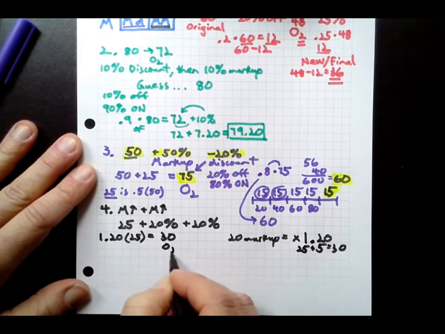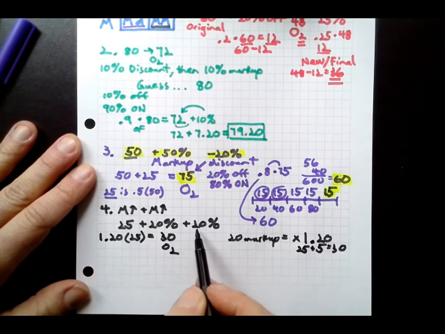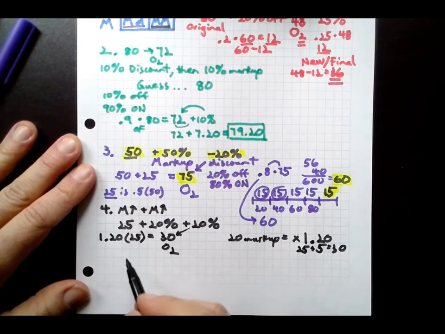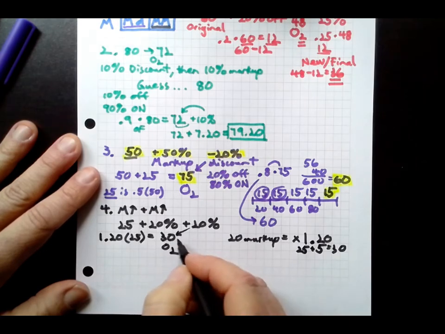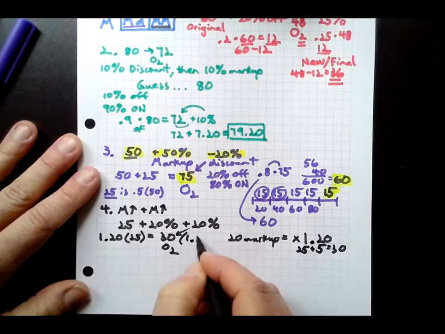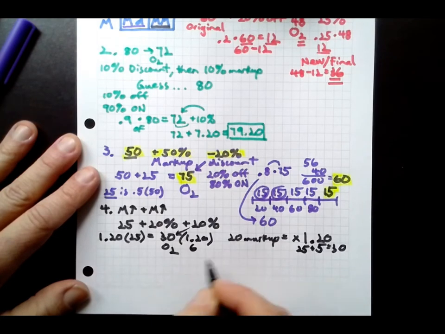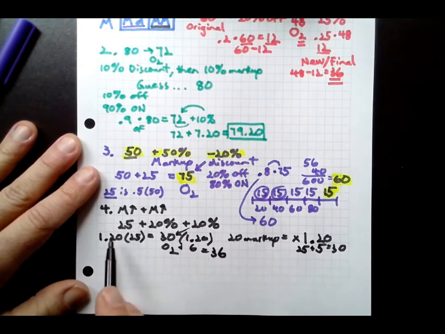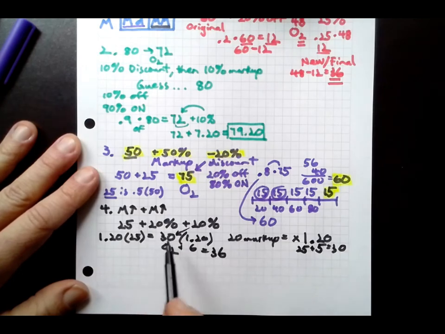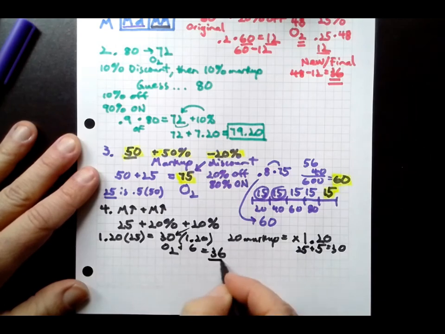That's our new original. Then we take another 20%. This is a two-stage problem, so we always apply the second markup or discount to the second number. So we're going to take the second number and multiply by itself and another 20%, which is 6. And we end up at 36. If we take 25 and mark it up 20%, we get to 30. If we take another 20% and add it on to 30, we end up at 36.